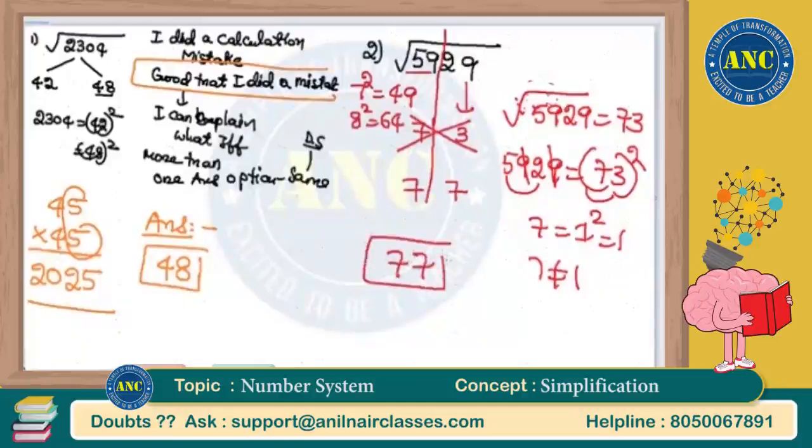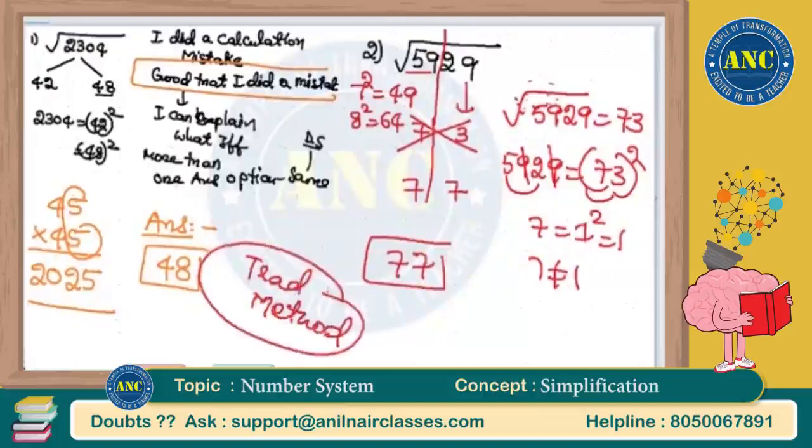In the answer, more than one answer option has the same digital sum. I hope you understood the mistake which I did. 77. I hope it is clear. Let us get back to the question. Let us see the question. Where are we right now? Anyway, this is a traditional method. Every teacher will teach you like this.